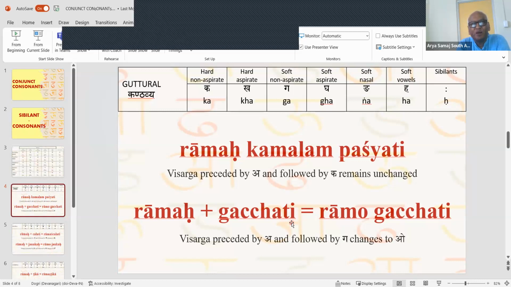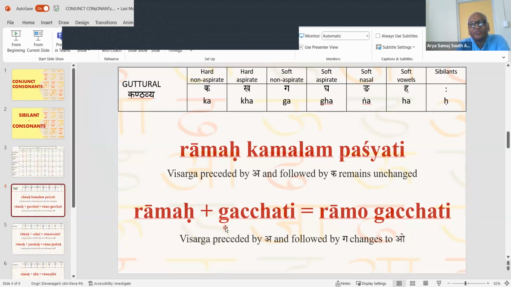So when you say Ramaha Gacchati, that Ramaha, the Visarga, changes to O because it is followed by Ga, which is a soft sound. So Ramaha followed by Ga becomes Ramo Gacchati.